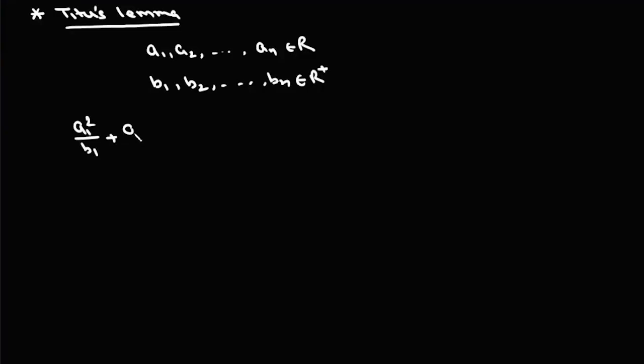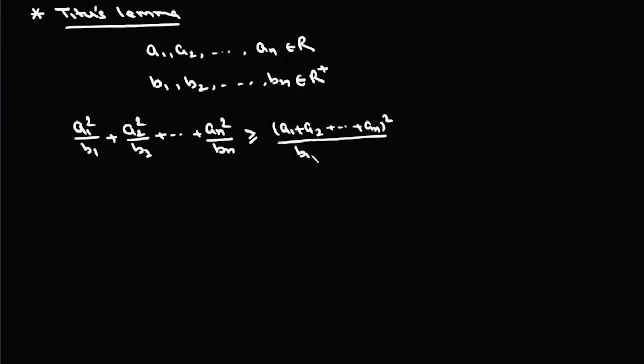Now, Titu's lemma says, if we have a sequence of real numbers, say a1, a2 up to an, and a sequence of positive real numbers b1, b2 and bn, so this first sequence is a sequence of real numbers, and this second sequence is a sequence of positive reals, then Titu's lemma says a1 square upon b1 plus a2 square upon b2 up to an square upon bn is always greater than or equal to a1 plus a2 up to an whole square upon b1 plus b2 up to bn.